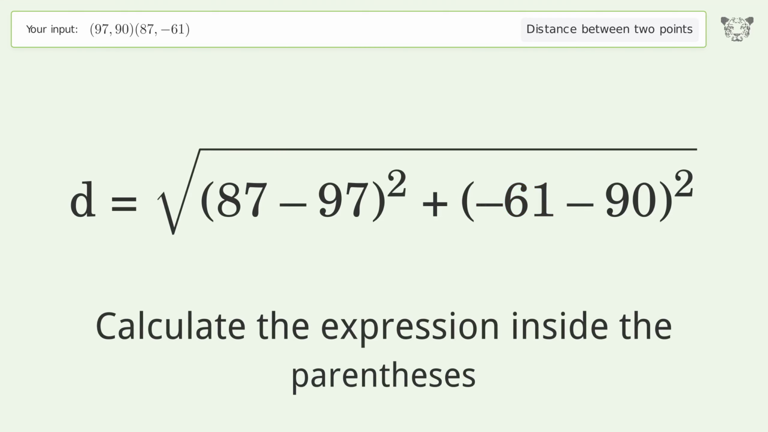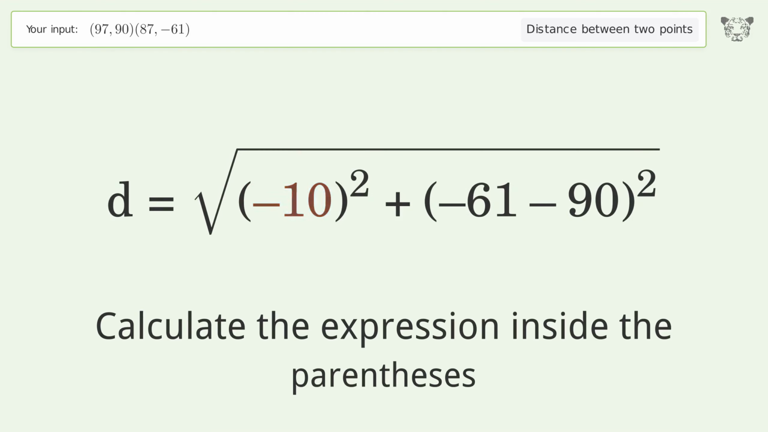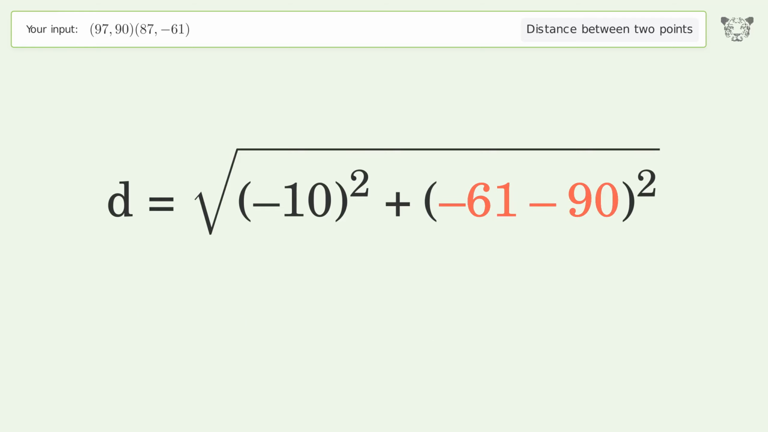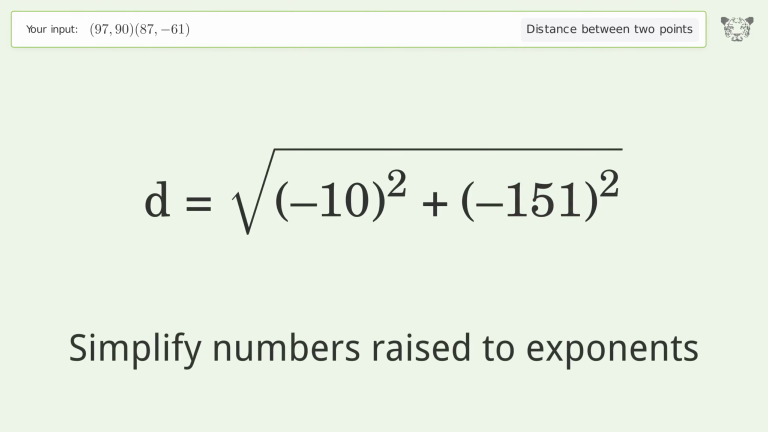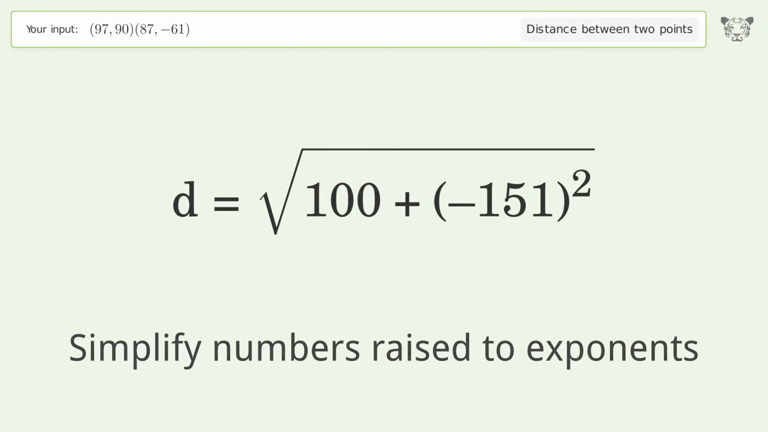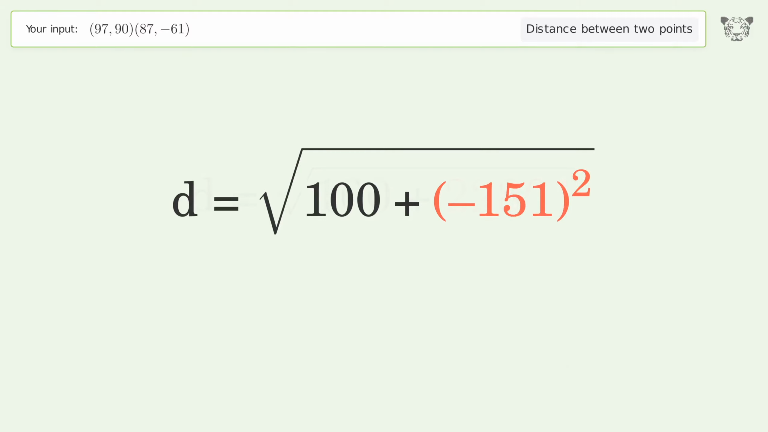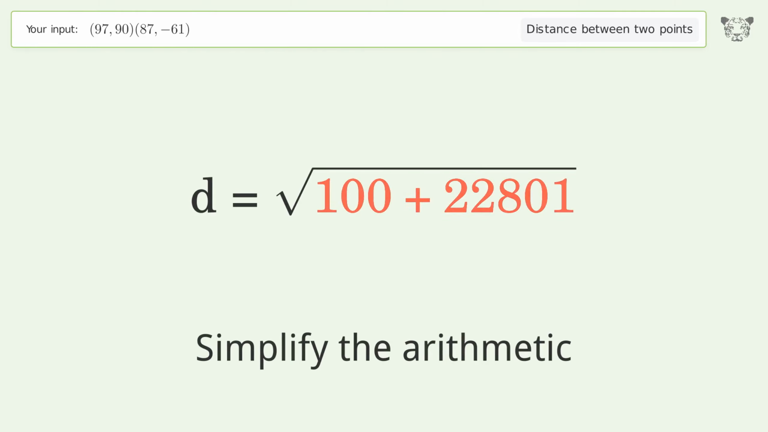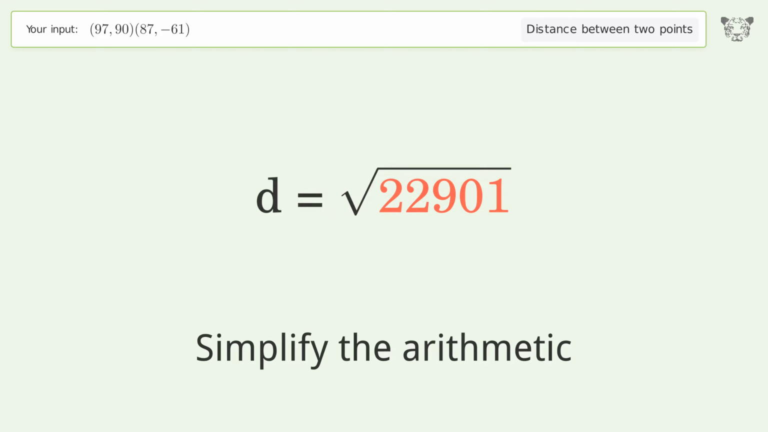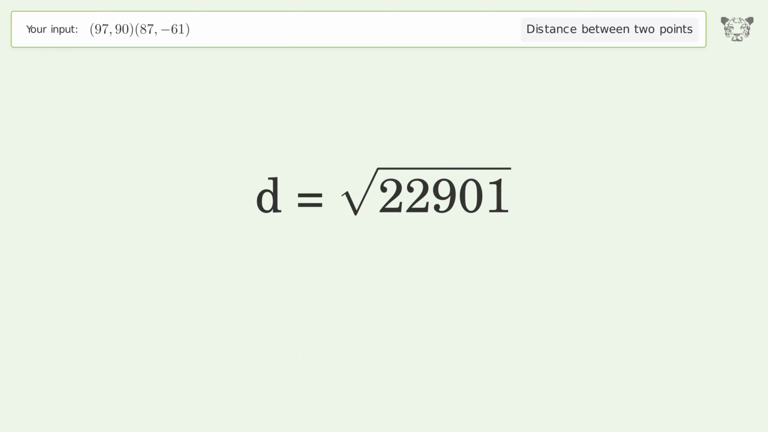Calculate the expression inside the parentheses. Simplify numbers raised to exponents. Simplify the arithmetic. And so the distance between the 2 points is the square root of 22,901 or 151.331.